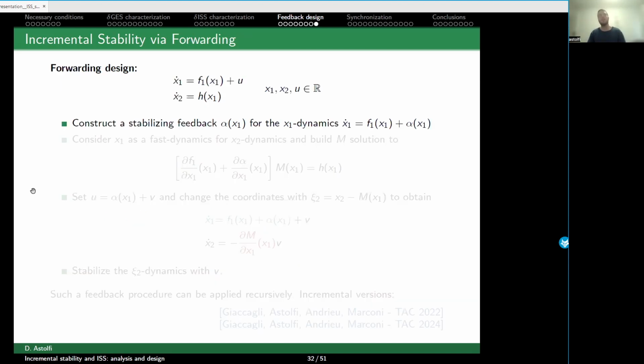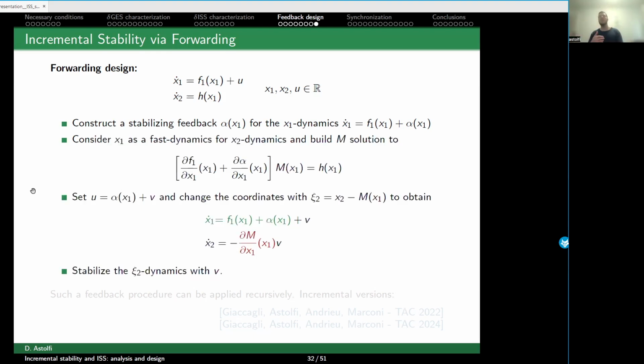Similarly, the forwarding approach is somehow the dual. You have a cascade, but in an opposite way. So for backstepping, we deal with lower triangular form. For forwarding, we deal with upper triangular form. Again, the idea is that you recursively stabilize this cascade form in a two-step approach. First, you stabilize one system, and then you stabilize the other via a change of variable.